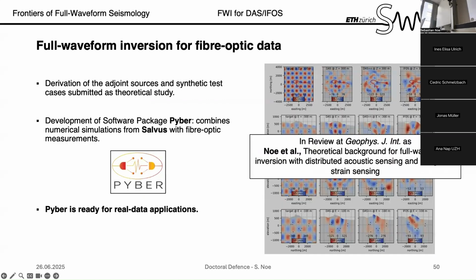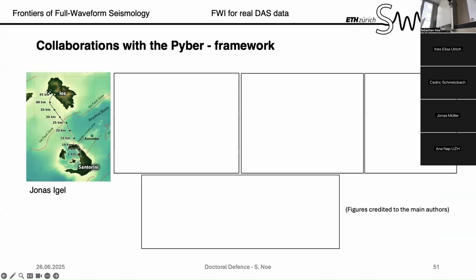So this package now exists so that we can perform full waveform inversion for DAS and IFOS. I also wrote a paper about it with the derivation of the adjoint sources and these synthetic tests. But ultimately, these synthetic tests are kind of boring. I mean, in a numerical world, everything seems to be working out anyway. So the real interesting part is when we go to real data applications. And this is what I think is probably the most exciting aspect of my PhD. And it's really a shame that I'm not going to be talking about it a lot.